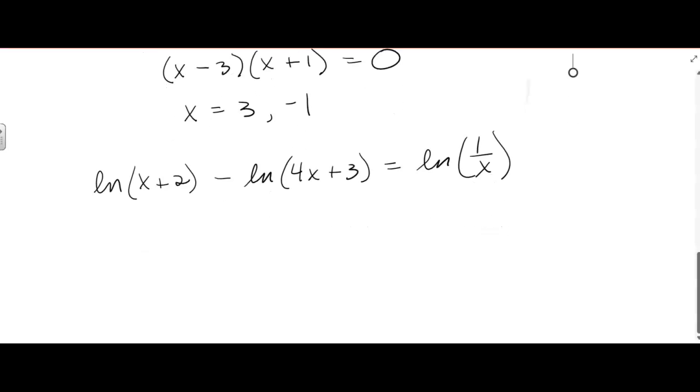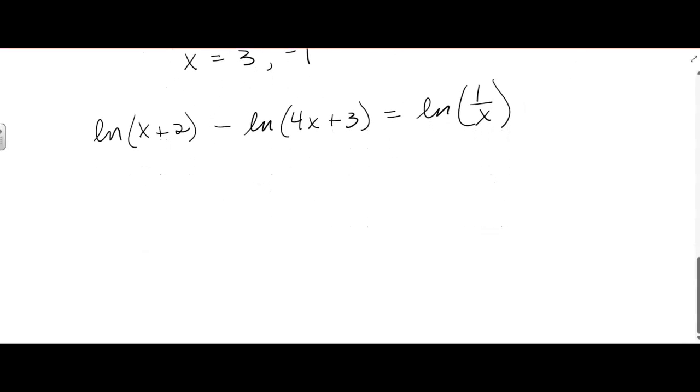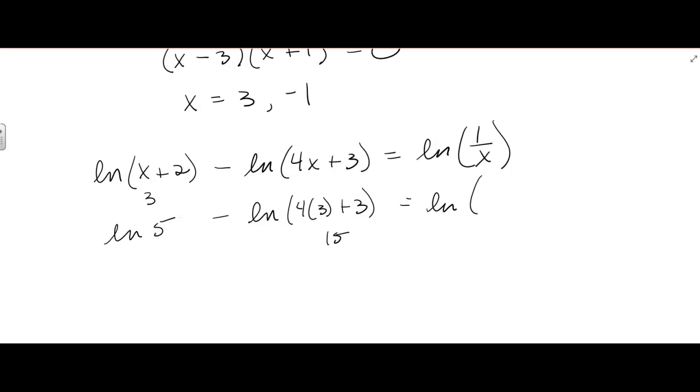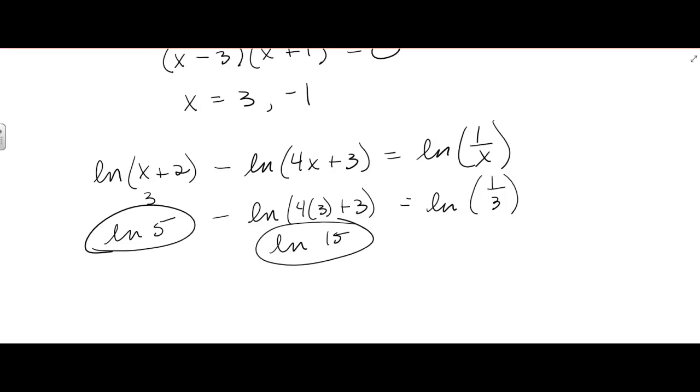Okay, so let's see what happens if we use the 3. If I put in a 3 here, that's going to be positive, right? I'd have the natural log of 5. That's okay. And if I put in a 3 here, I'd have 4 times 3 plus 3, which is 15. That's okay. And then if I put in a 3 here, I have the natural log of 1/3. That's okay. So you have to just make sure that every argument is positive. And they all are. So 3, that's good. Okay, so x equals 3.